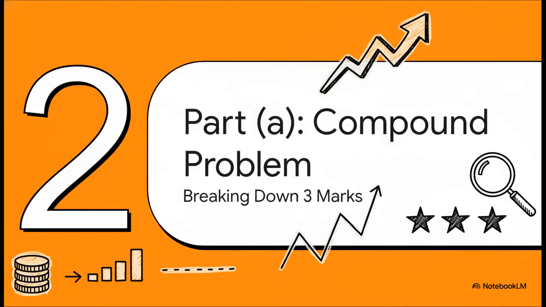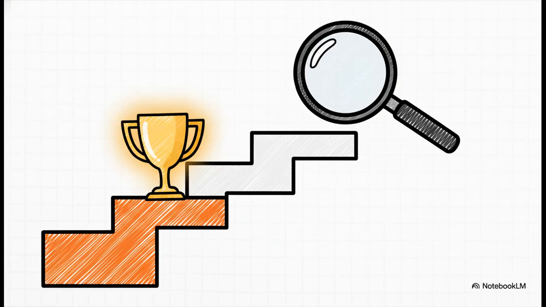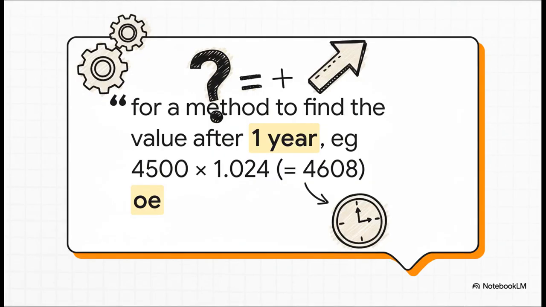Right, let's jump into the question. Part A is a classic 3-mark compound interest problem. We're going to see exactly how you build up those 3 marks, one step at a time, using that playbook we just talked about. So, how do we get our hands on that very first mark? Well, it all comes down to showing one single essential step right there on your paper.